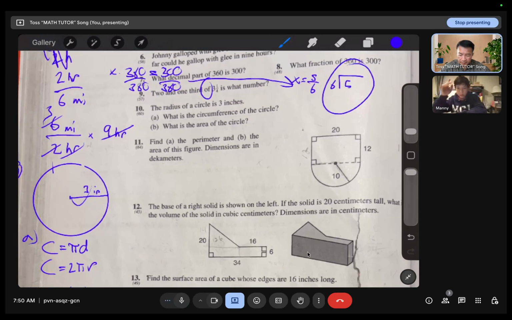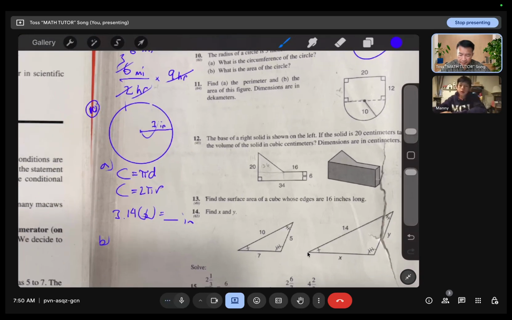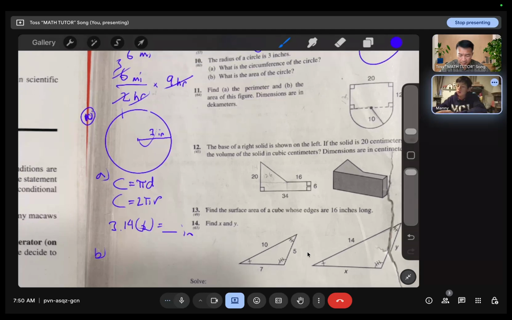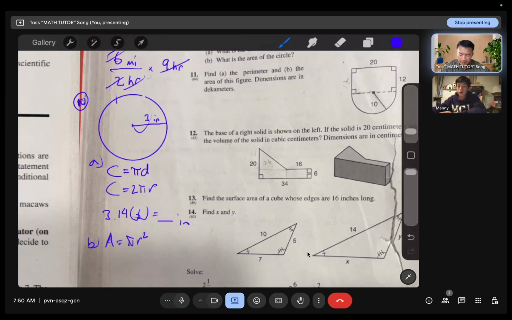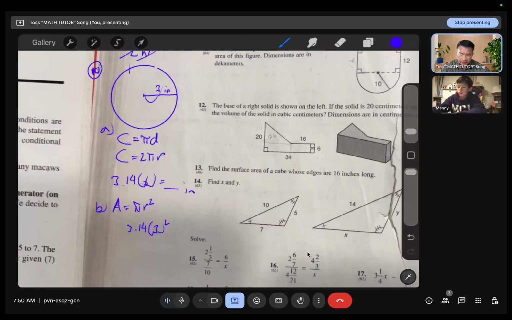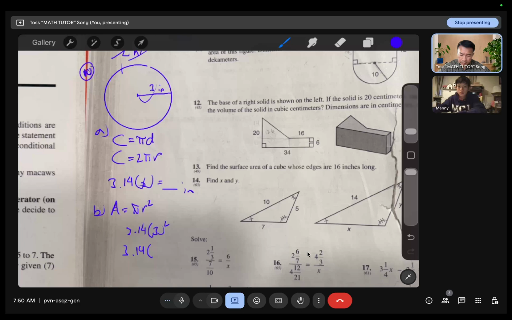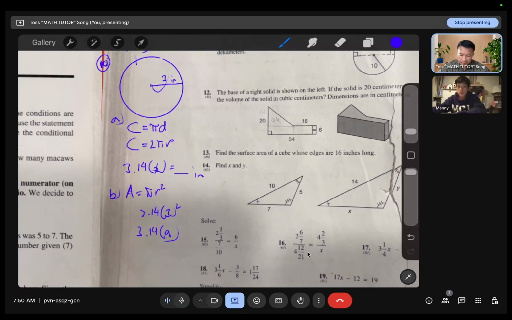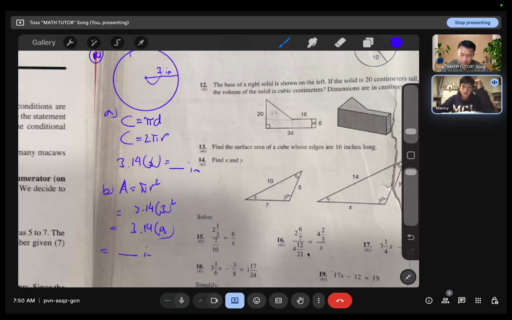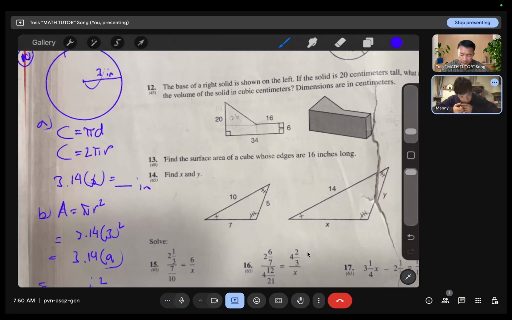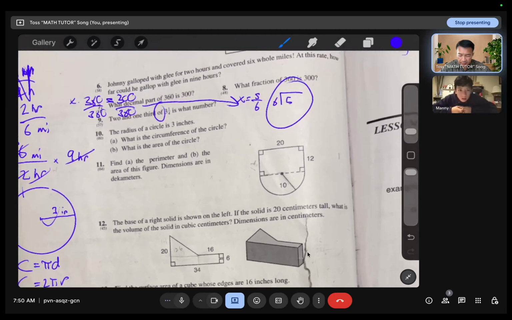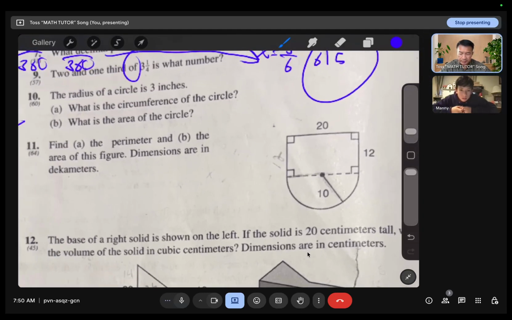Okay, what about area? B. It's radius times pi squared, or pi times radius squared. Yes. So 3.14 times 3 squared, which is 9. Is that okay? And the unit again? What is the unit? Inches. For the A, it's inches, and for B, it's inches squared. Yes. Okay. So let's look at 11. What do you think about 11?